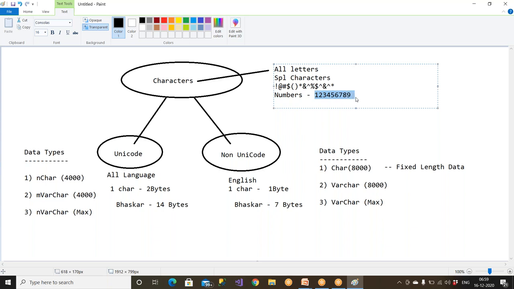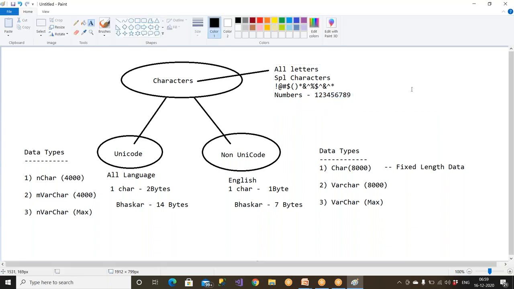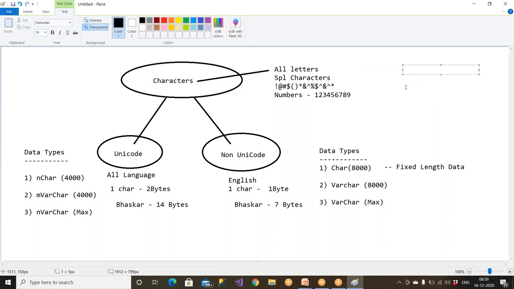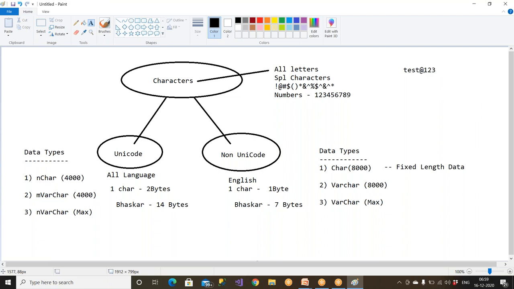Clear? For example, I wanted to create my password. What is my password? I'll say test at the rate 123. So this is string data, or you can say character data. Test, the at the rate symbol, and 123. This is purely character data. It is not integer data. According to the IT industry, numbering means something else. Integer means something else. I will discuss it later.